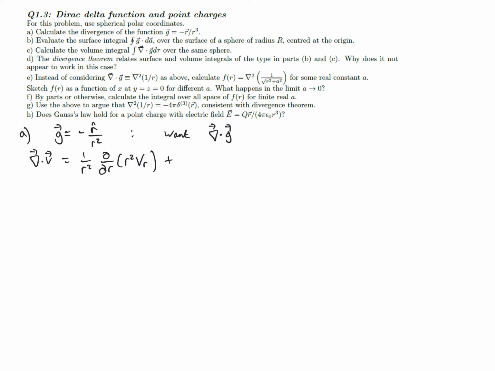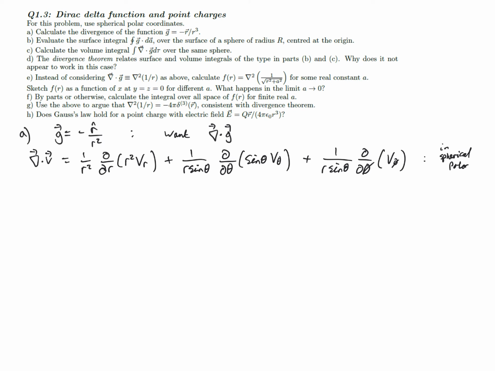But we're not done yet by any means. There's more. 1 over r sine theta of d by d theta of sine theta of the theta part of the vector field. And there's more. 1 over r sine theta d by d phi of the phi component of our vector field. So this is the expression of the divergence, again in spherical polar coordinates.